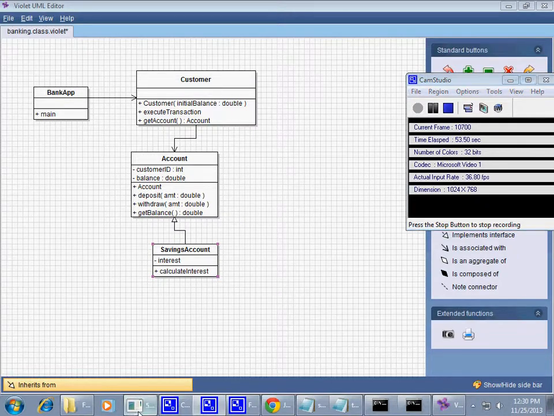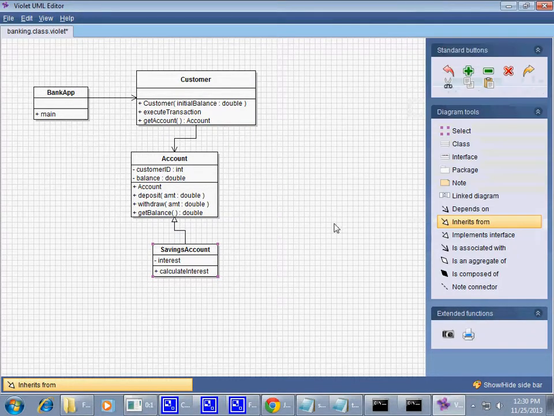So in this situation, we have a savings account which is deriving from an account, and the question is, do we need to repeat customer ID, balance, or any of these in our savings account class? And the answer is, of course, no, because by deriving a class, by making savings account a subclass of the account class, which is the superclass in this situation, what happens at runtime?